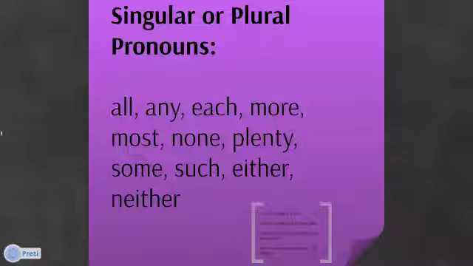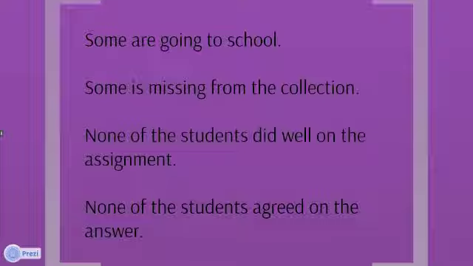There are some pronouns that can take either singular or plural verbs depending on the context. These pronouns are all, any, each, more, most, none, plenty, some, such, either, and neither. An example of this is, "some people are going to school," "some is missing from the collection." In the first sentence, some is referring to separate people, so it takes the plural verb. In the second sentence, some is referring to a piece of a whole, so it takes a singular verb.